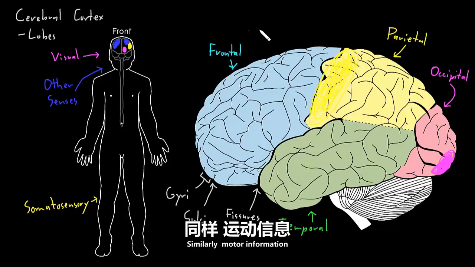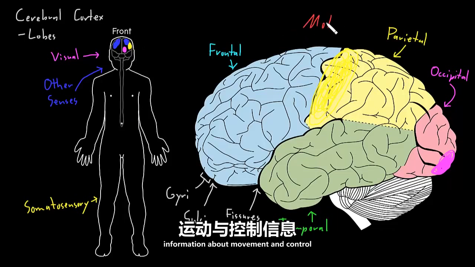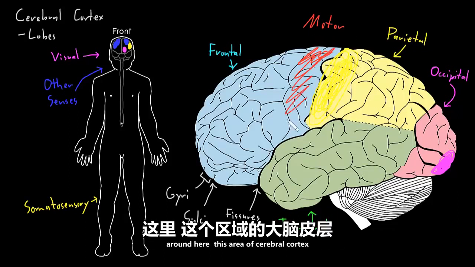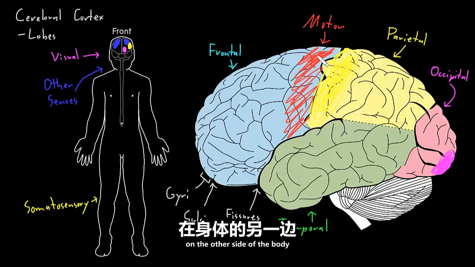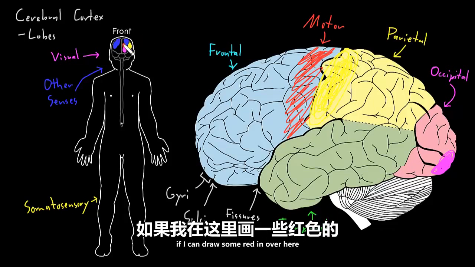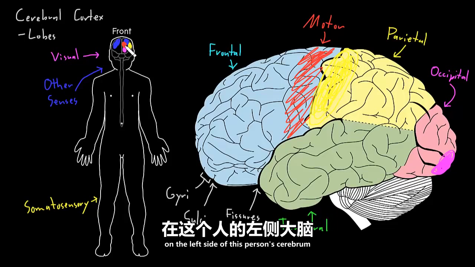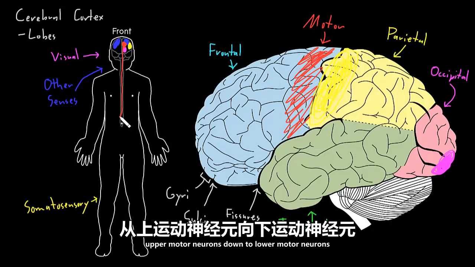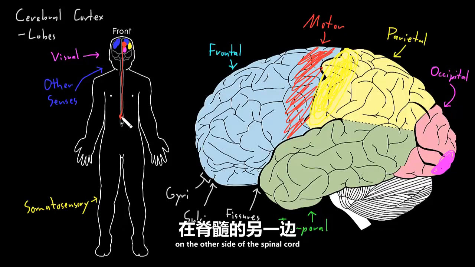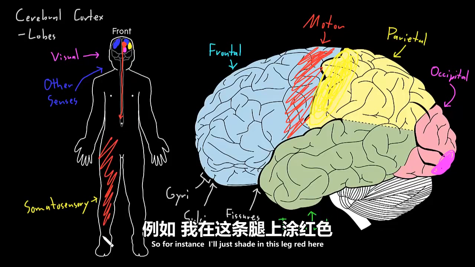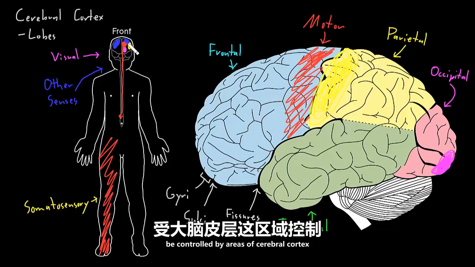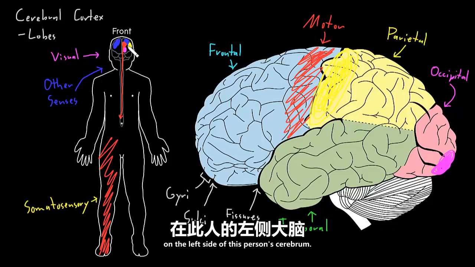of the brain. Similarly, motor information about movement and control of skeletal muscles, which involves areas of cerebral cortex around here, this area of cerebral cortex will be controlling muscles in general on the other side of the body. So if I draw some red in over here on the left side of this person's cerebrum, that information will get carried by upper motor neurons down to lower motor neurons on the other side of the spinal cord, and that's going to affect movement of the other side of the body. So for instance, I'll shade in this leg red here, the muscles of the right leg would primarily be controlled by areas of cerebral cortex on the left side of this person's cerebrum.